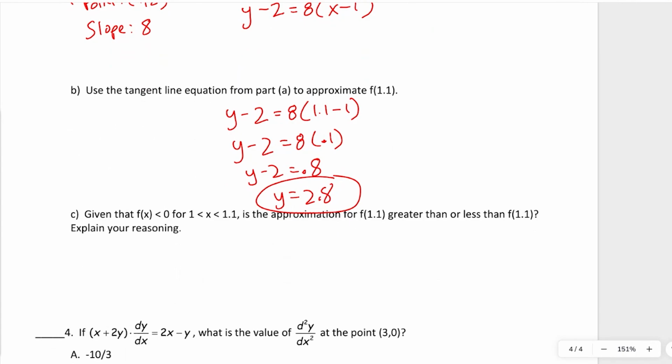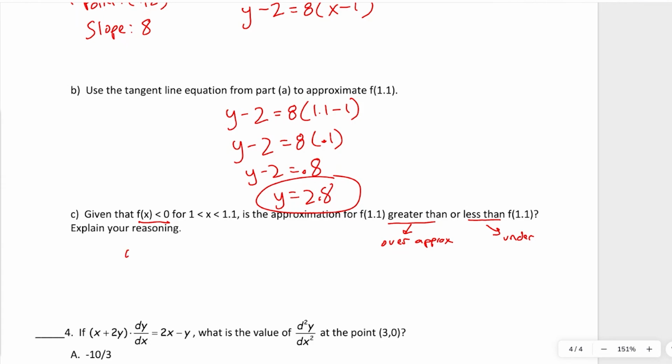All right, part C. If we know that f of x is negative, okay, on this little interval here, we want to know, is the approximation for f of 1.1 greater or less than the value of the function? Okay, if it's greater than, then it's going to be an over approximation. If it's less than, it's going to be an under approximation. So what we need to do is figure out the concavity of the graph.